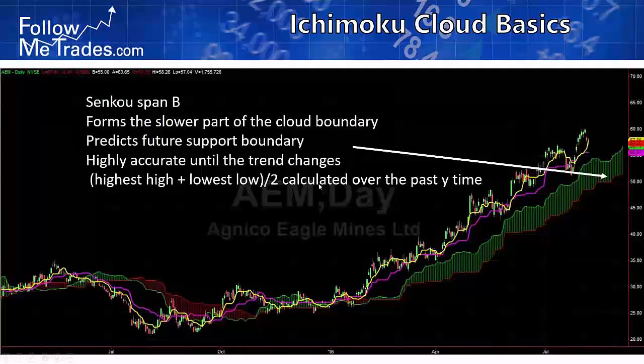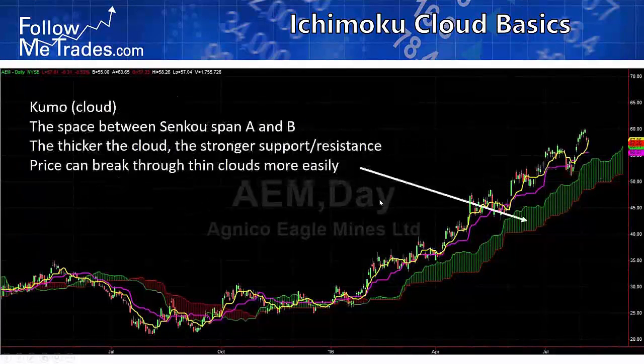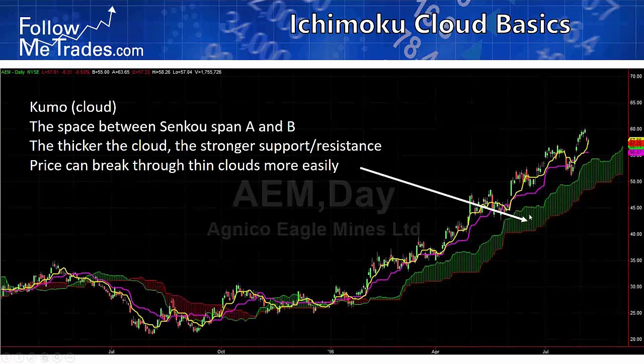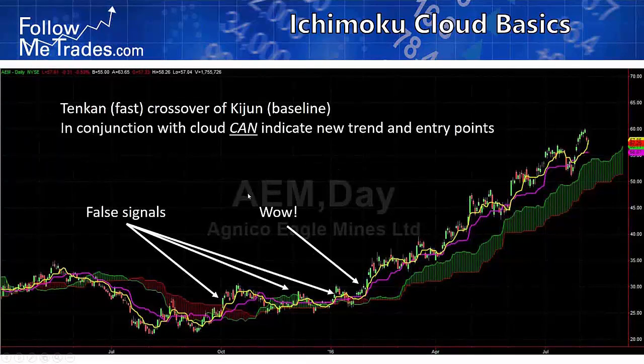So span A is the faster portion, span B is the slower portion, and the shaded area between is called the Kumo, the cloud. And the thicker the cloud, the stronger the support and resistance that it's predicting. Price ultimately breaks the cloud, you can see that it always ultimately breaks through, but it typically breaks through at the thinner portions, and the thicker portions are predicting stronger support and resistance. That's useful, I would think. All right.